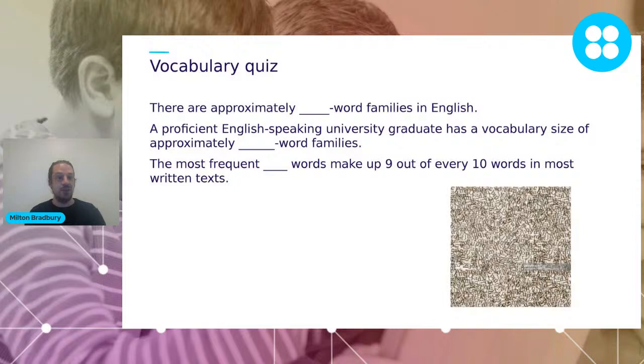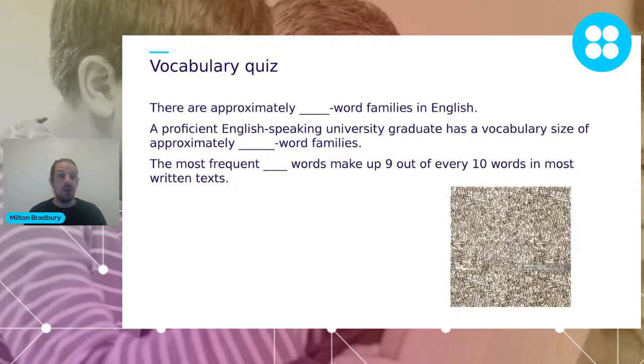Before we begin, I'd like to do a quick vocabulary quiz with you. Okay, this is to kind of diagnose what we know about the importance of vocabulary in the English language. So we have 3 sentences here. If you want to interact and you want to participate, you can write your answers in the chat. See how close you can get to the answer. Okay, so if you write it in the chat, I'll be able to see.